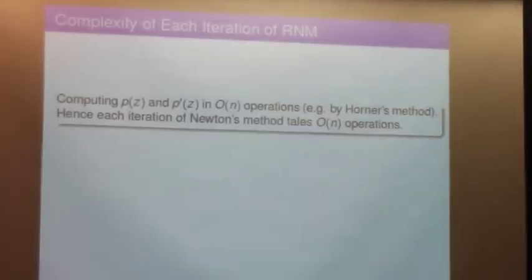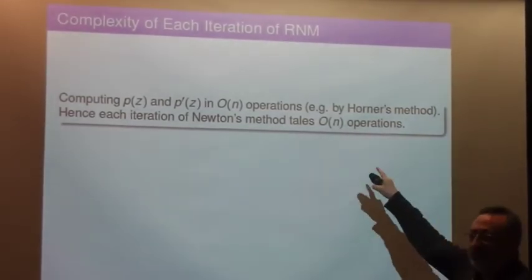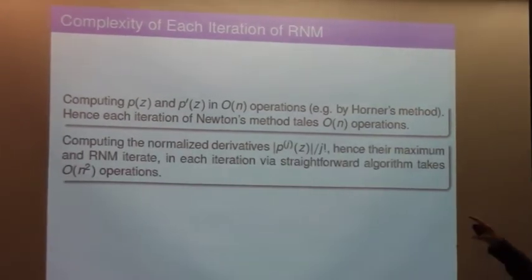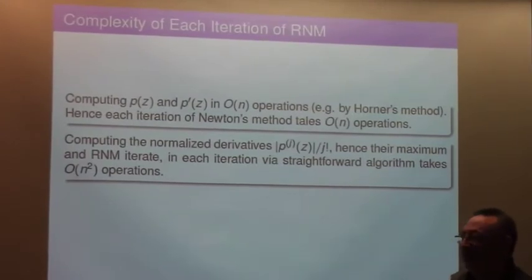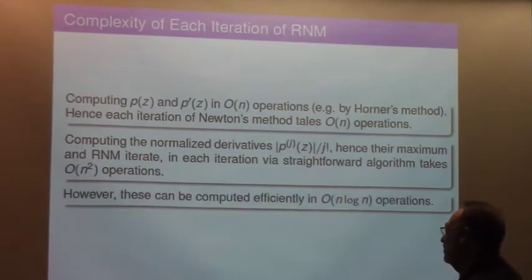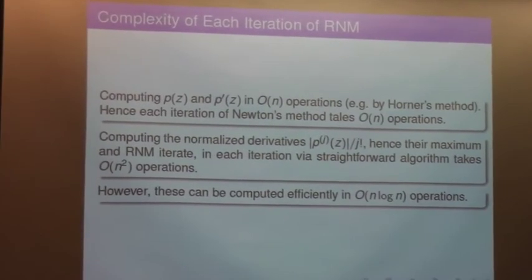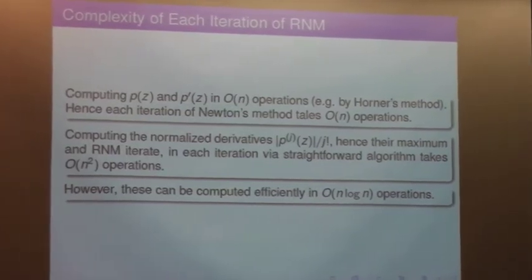And what is the complexity of each iteration? We know that in ordinary Newton's method, we can use Horner's method to do O of n. In this case, we need to compute normalized derivatives, but you can do that in n log n. N squared log n, for instance, is easy to see. So they can be done in O of n log n as opposed to n squared.